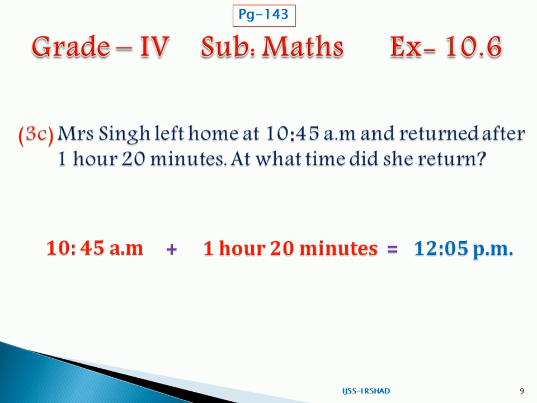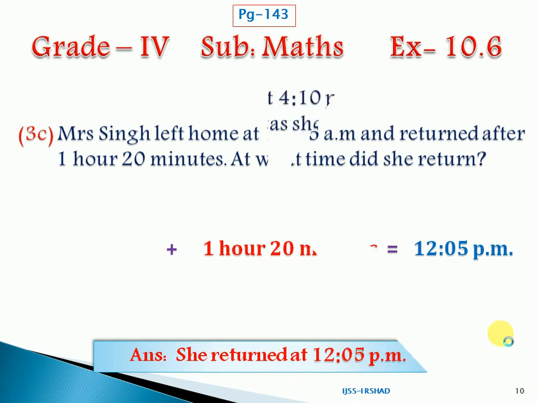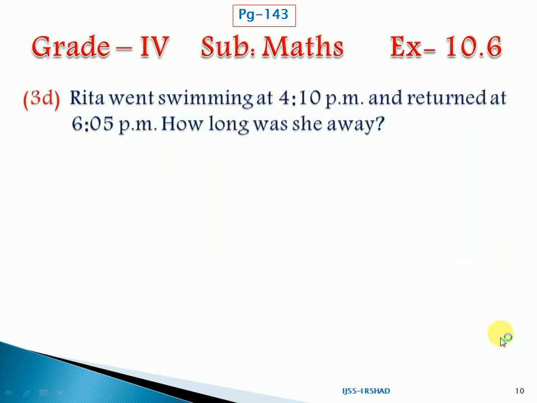Now we'll move to 3D. This is your final answer. She will return at 12:05 PM. Let's move to question 3D. Question 3D is: Rita went swimming at 4:10 PM and returned at 6:05 PM. How long was she away?